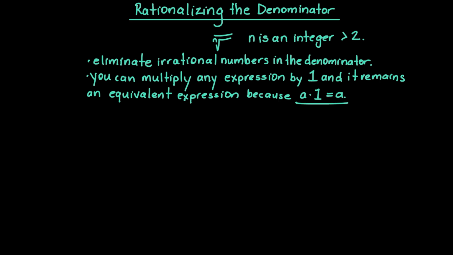Today's conversation is featuring rationalizing the denominator when the root is an integer that is greater than 2. I've already done a video rationalizing denominators where the denominator is a square root. This video is going to focus on roots that are bigger than 2. I would suggest you check that video out first.